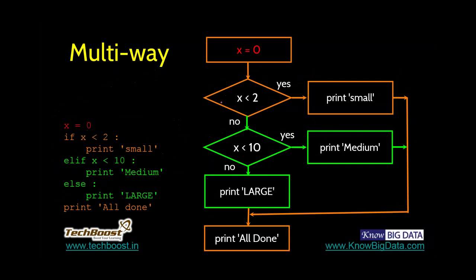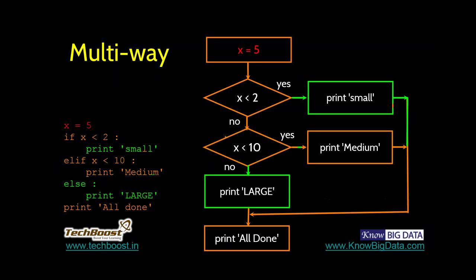And this is the pictorial representation of it. See, the orange color changes. If we take an example of x is 0, 0 is less than 2, print small, and you can see the orange line going directly out of this conditional execution, and it directly goes to all done.